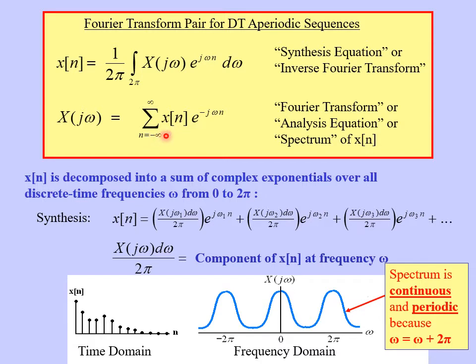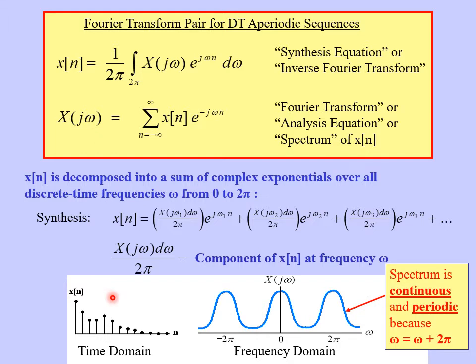So what you do is plug in x of n, whatever your signal is, into this summation, multiply it by e to the negative j omega n, and sum it over all n. That gives you the Fourier transform of x of n, which is called X of j omega. This is also sometimes called the analysis equation, and it is also called the spectrum of the signal or sequence x of n, because as we learned in the last chapter, the Fourier transform gives us the frequency makeup of the signal.